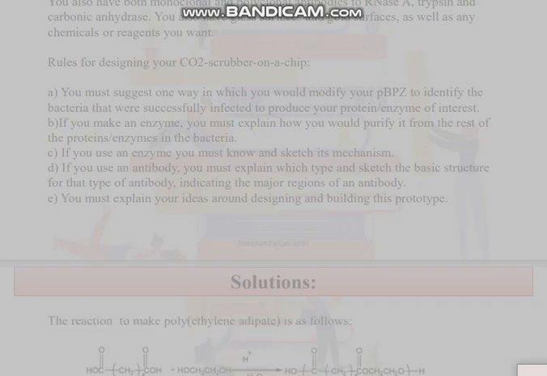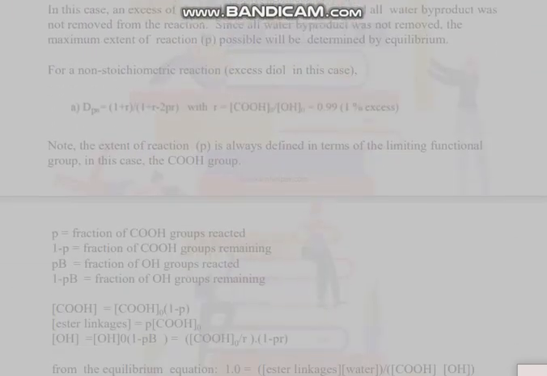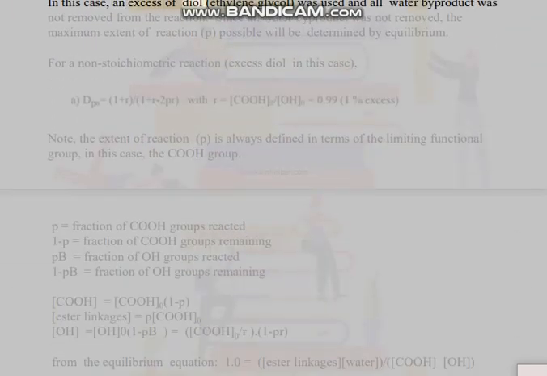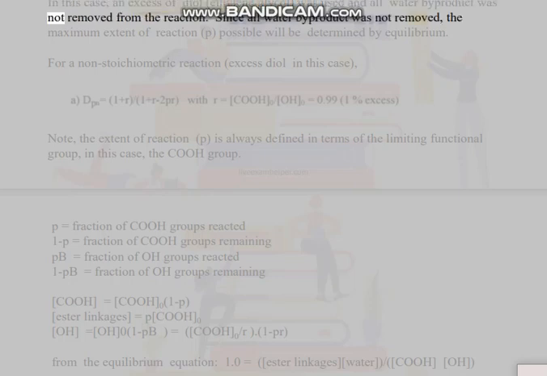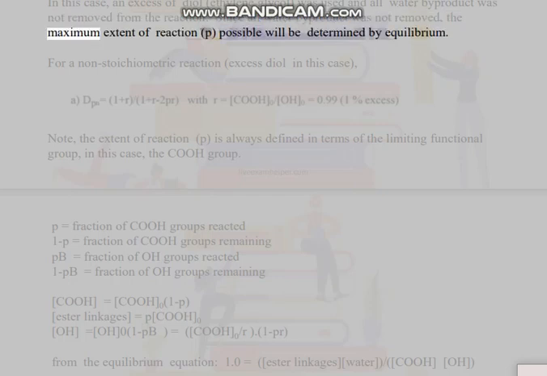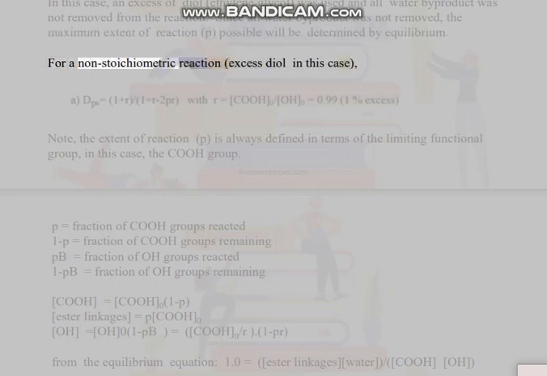Solutions. The reaction to make polyethylene adipate is as follows. Mn is equal to Xn times M0, where M0 is equal to 86 g/mol, the average molecular weight of two structural units in the chain. In this case, an excess of diol, ethylene glycol, was used and all water byproduct was not removed from the reaction. Since all water byproduct was not removed, the maximum extent of reaction, p, possible will be determined by equilibrium. For a non-stoichiometric reaction, excess diol in this case.